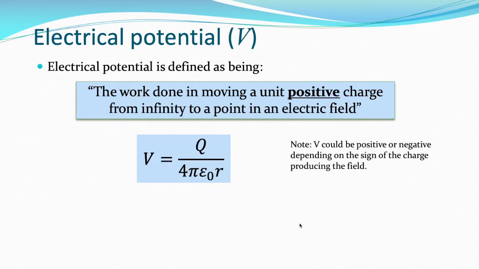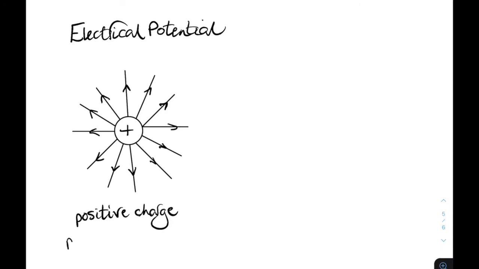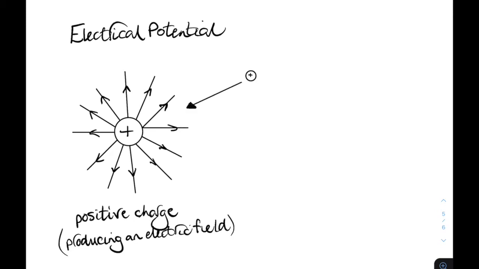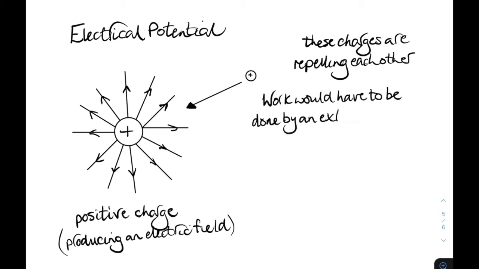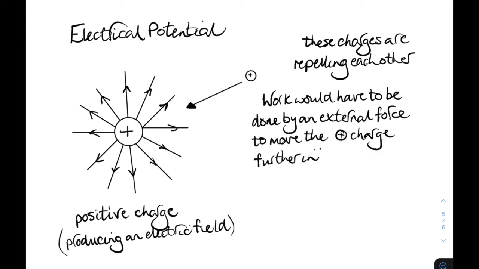I think we'll show you this on a little note. Right, there's an electric field around a positive charge, so arrows pointing away from it. There's a central positive charge that's producing an electric field. So if we were to bring a unit positive charge anywhere close to that central positive charge, these charges are repelling. So we would have to do a positive amount of work. Work would have to be done by an external force to move that charge further into the field.